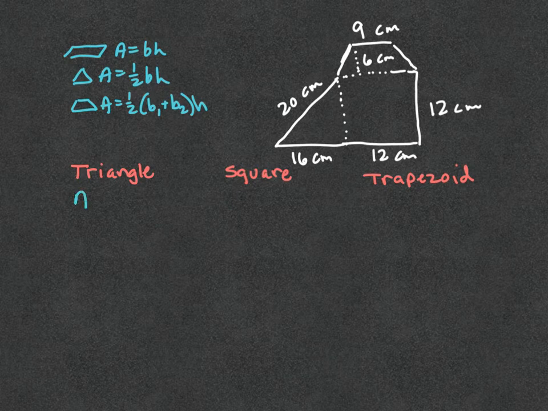The triangle's formula: area equals 1/2 base times height. I know that so quickly because I had it written up here. By the way, it might not be a bad idea to write that at the top of each of your pages, just to make it easy for you if they're not already stuck in your brain.